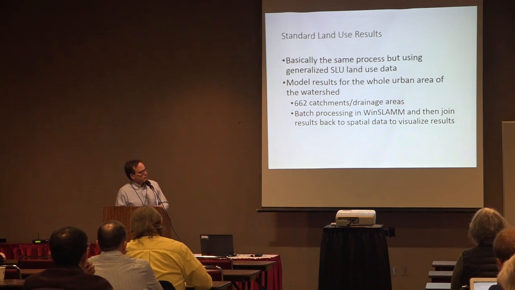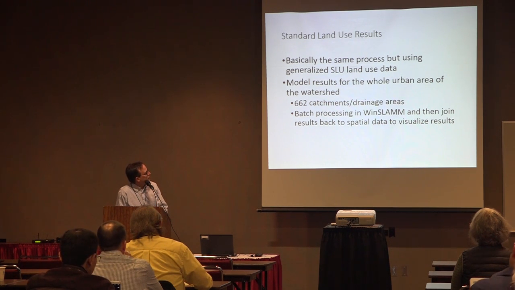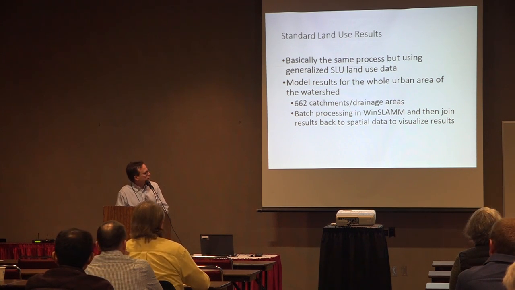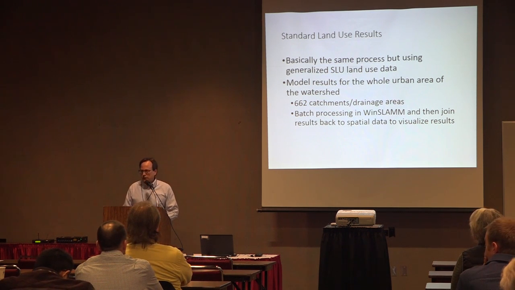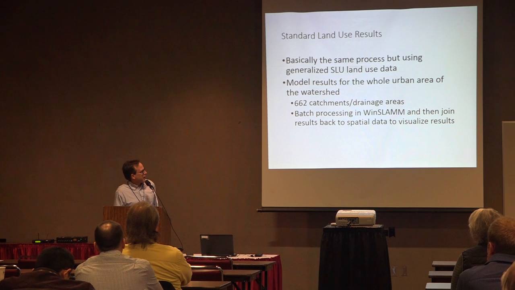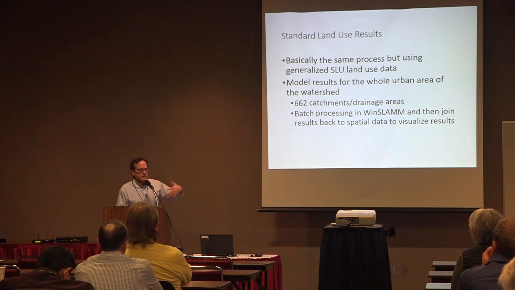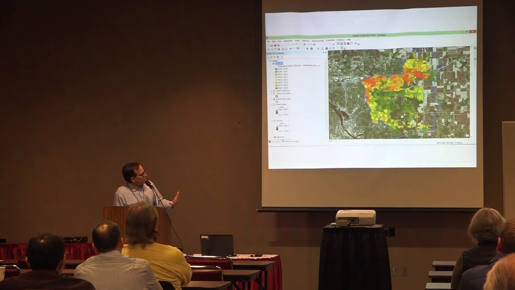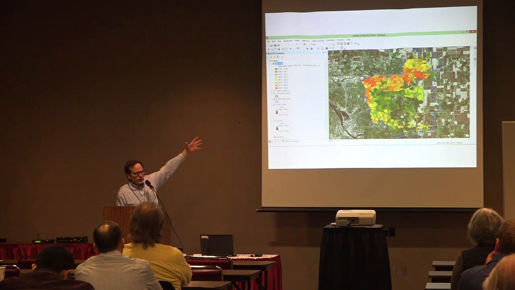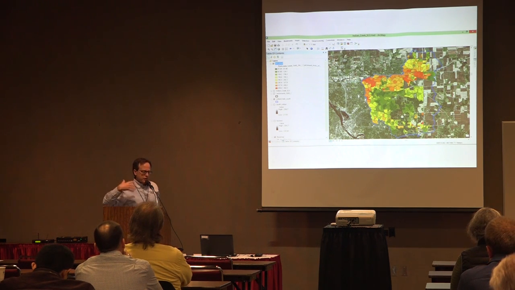So it's really the same process, it's just you're using much more generalized land use information. So we did this for the whole urban area of that Indian Creek sub-watershed. And in this case, we did 662 drainage areas or catchments. We did the batch processing in WinSLAMM and then joined that back to all those catchments in ArcGIS. And again, the idea here is you're getting all that modeled results back per drainage area, per catchment, and you can see potentially where hotspots are.